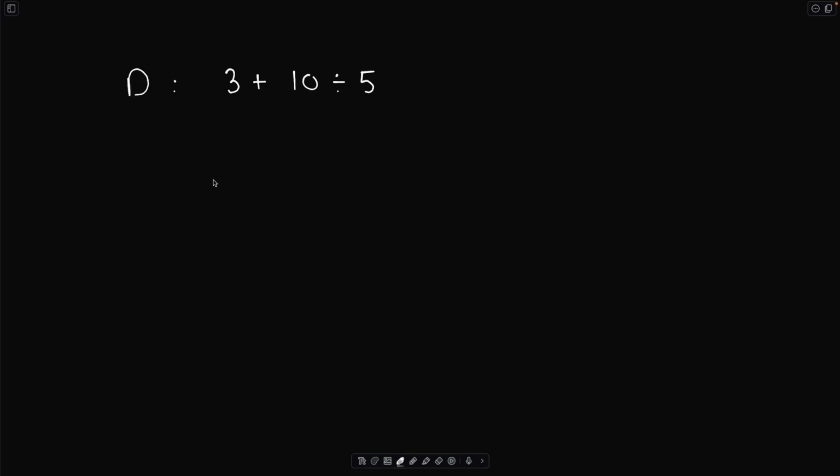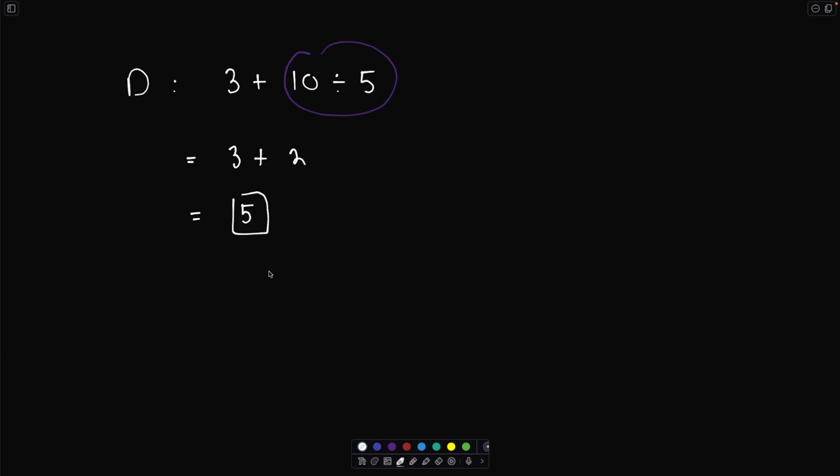So the D in PEMDAS stands for division. Now let's look at this example. We have 3 plus 10 divided by 5. So what should we do? Do we do 3 plus 10 first or 10 divided by 5? Well, remember, follow PEMDAS, which means we do division first from left to right. So let's look at the 10 divided by 5. Let's do that operation, it is 2. And this leaves us with 3 plus 2, which is just 5. Nice.